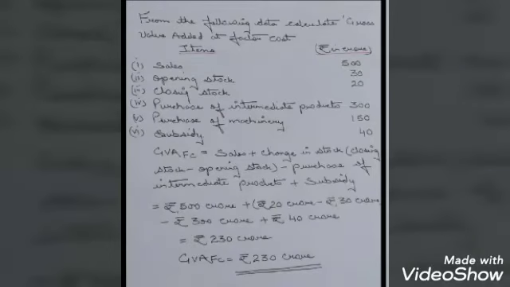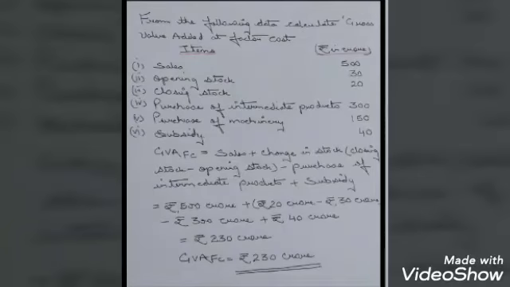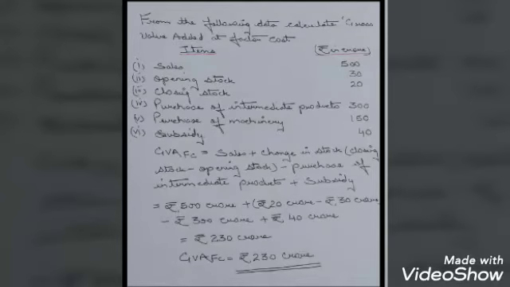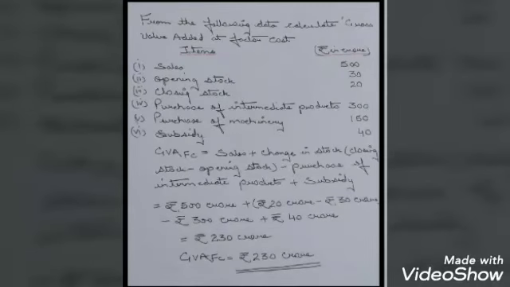So we have to find out gross value added at factor cost, and you know very well what we take. Sales. In sales, what do we add? Change in stock. And how do we estimate change in stock? Closing stock minus opening stock. Then you will be deducting what? You will be deducting purchase of intermediate products. Now you will not be taking purchase of machinery because the value of purchase of machinery is already in the purchase of intermediate products. And then you will be adding the subsidy.